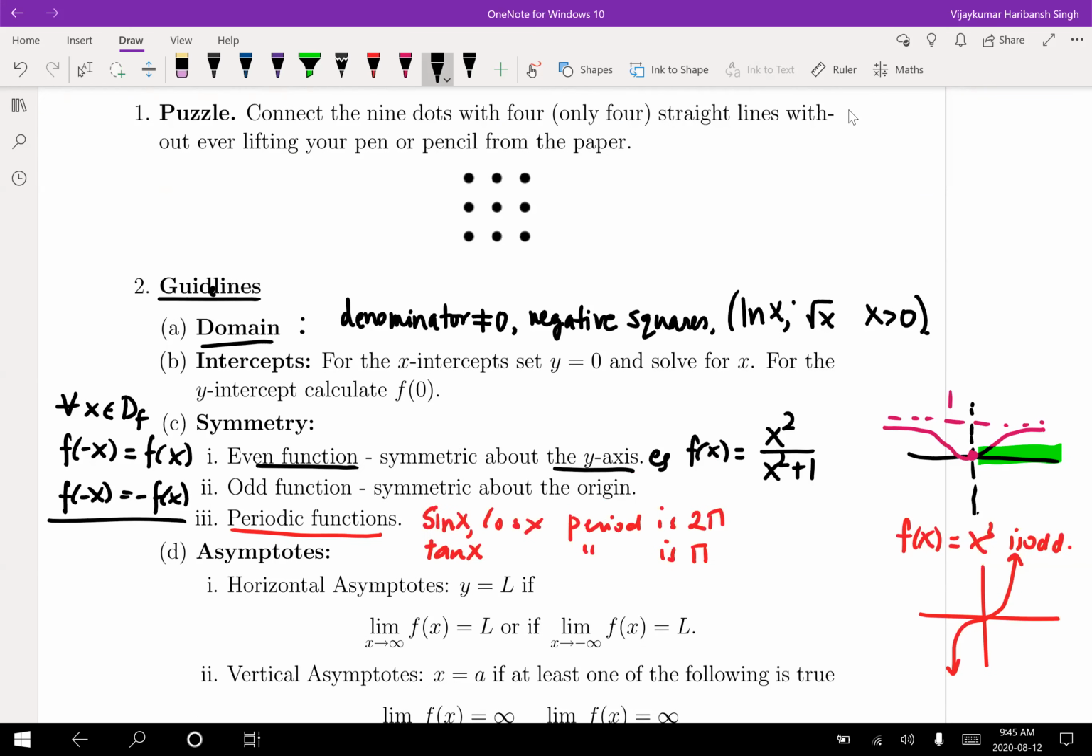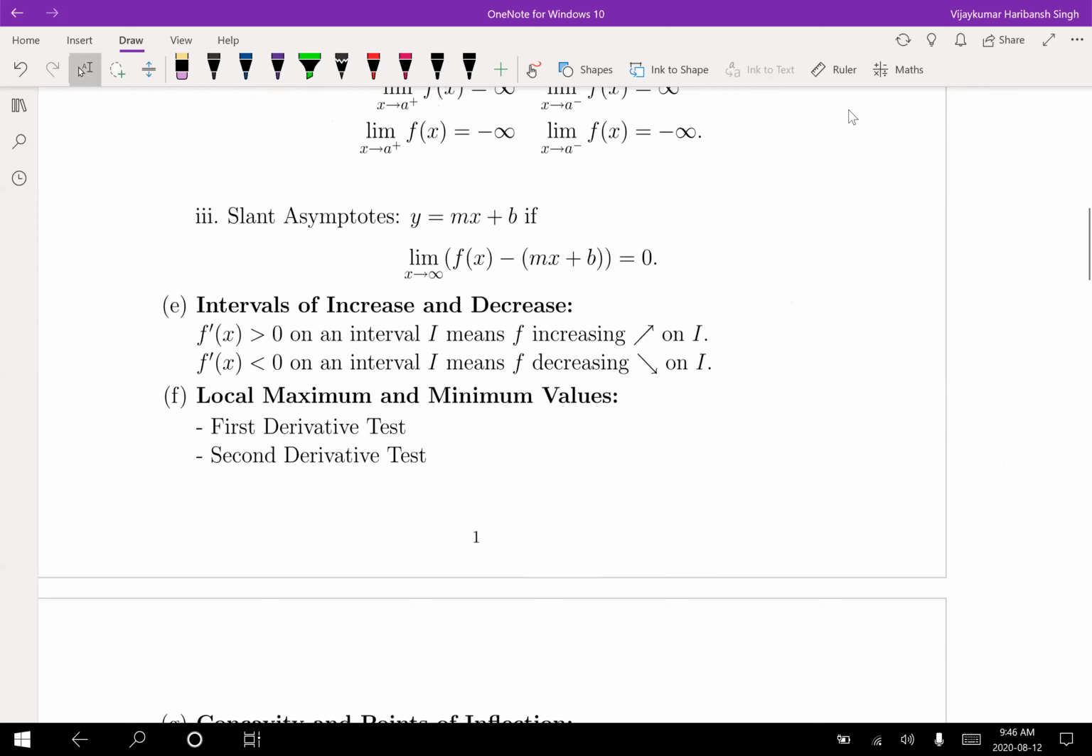Now we need to talk about the asymptote. So what are horizontal asymptotes? Recall, if the limit as x goes to infinity of f of x is L, then y equals L is a horizontal asymptote. Similarly, if the limit as x goes to minus infinity of f of x is L, then y equals L is a horizontal asymptote. So now in this case, we need to compute.